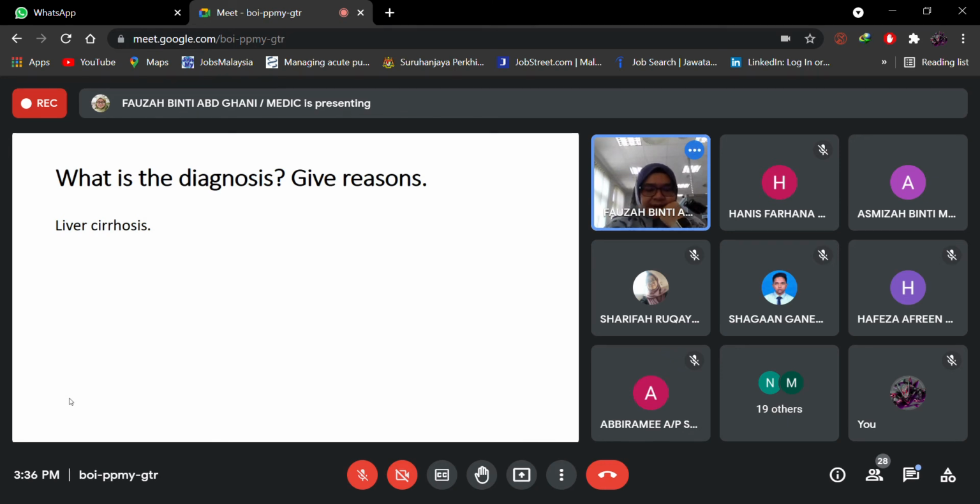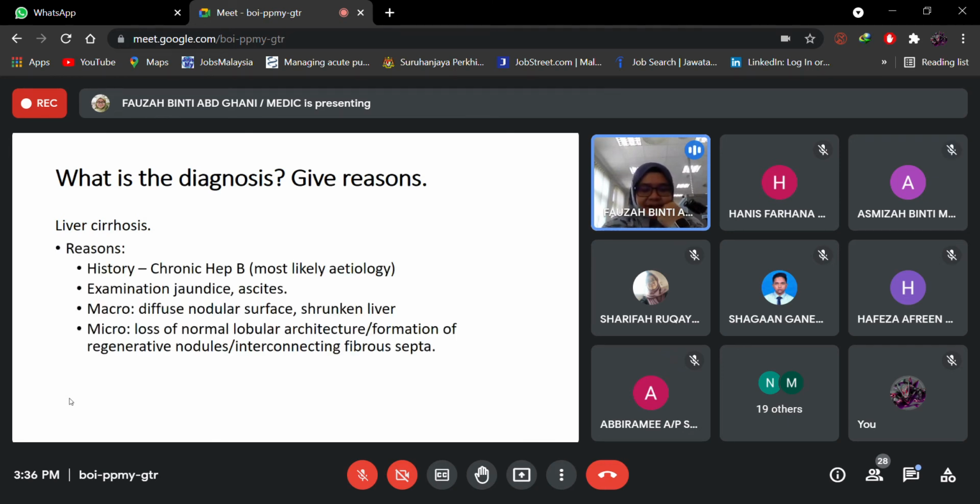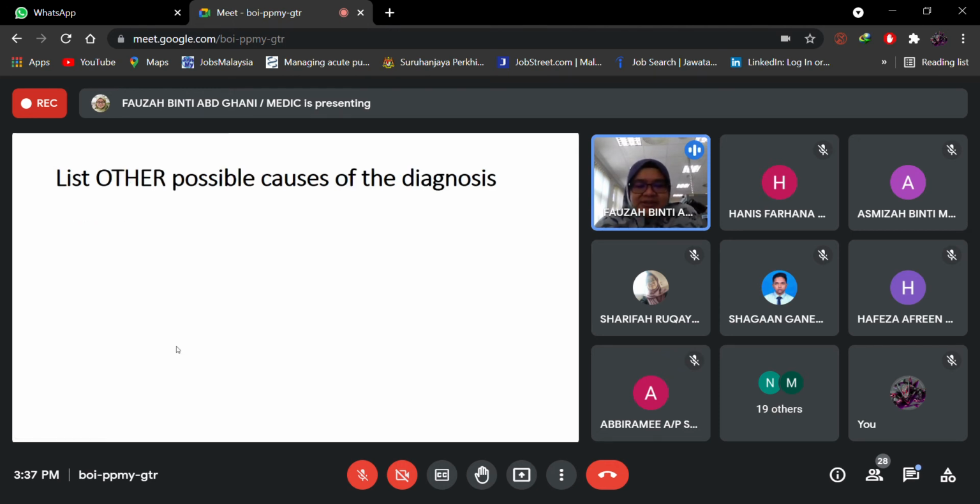Okay. All right. So yes, the chronic hepatitis B is definitely very important because that is the most likely etiology. I mean, there are many other causes of liver cirrhosis, but the most apparent and most likely in this case is due to chronic hepatitis B infection. Okay, so the examination shows that there's jaundice and ascites, with the diffuse nodularity and the shrunken liver and the architecture that we have described just now. Okay, good. So other than chronic hepatitis B, what are the other possible causes of the diagnosis?